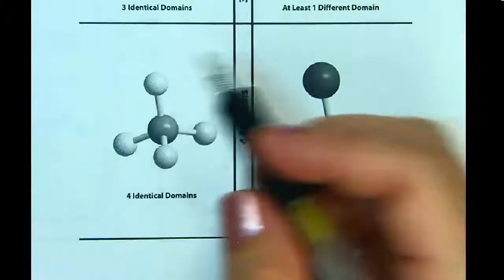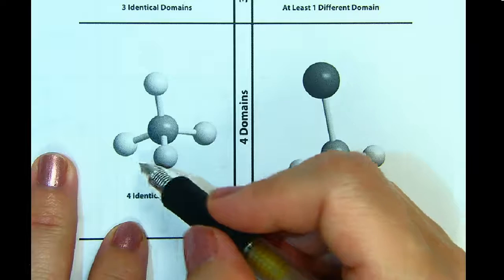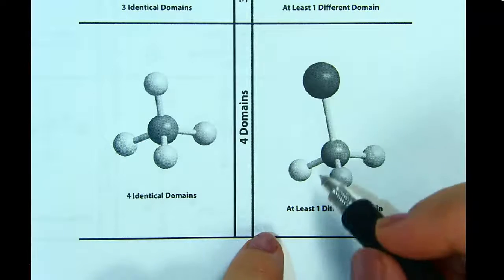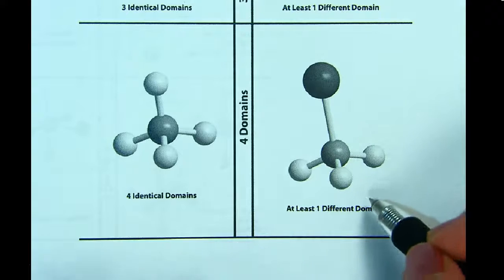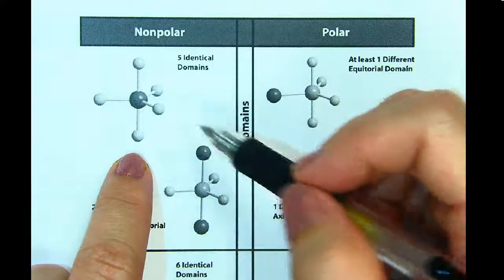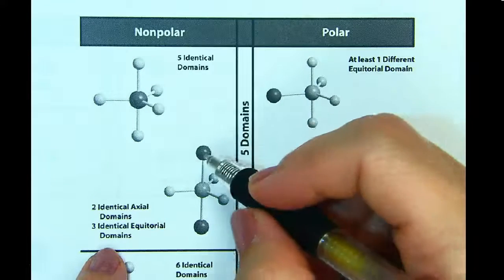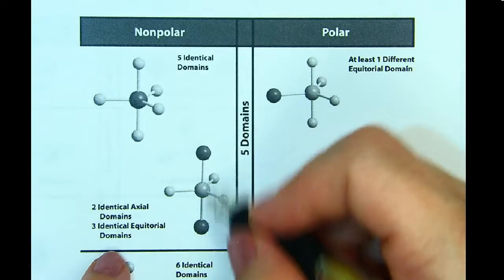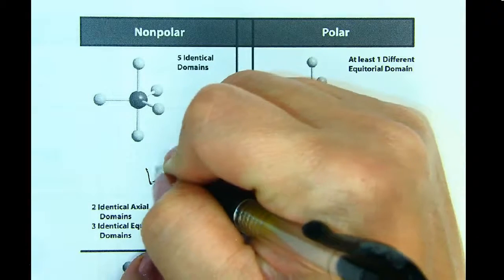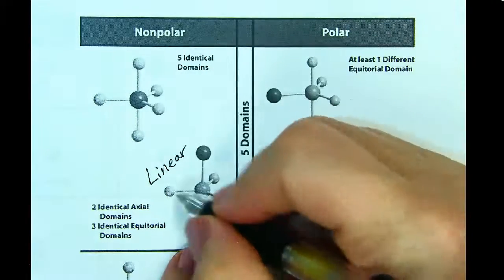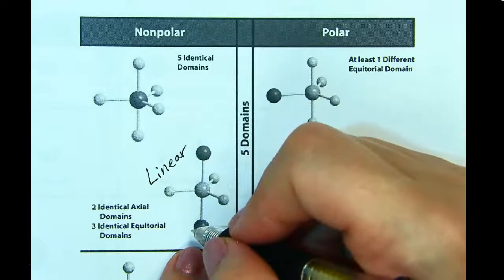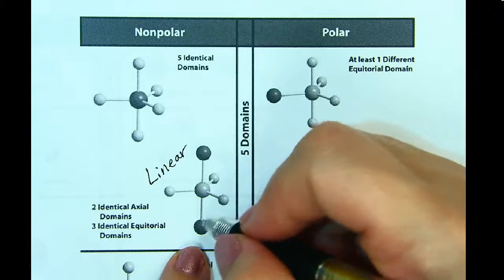When you have four domains, four identical domains is going to equal nonpolar, but if one of the four domains is not identical to the other three, then you're going to have a polar configuration. Five identical domains is going to be nonpolar, and whenever you have the linear configuration for five domains, then that's also going to be considered nonpolar. So this is an exception, because all five domains are not identical, but if you end up with the linear five-domain molecule, then that's going to be nonpolar.